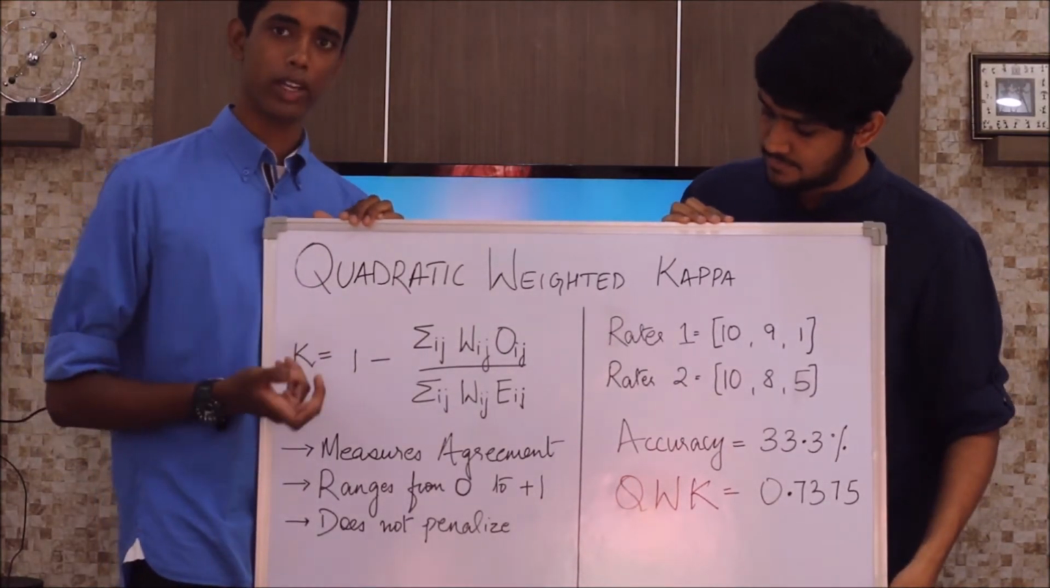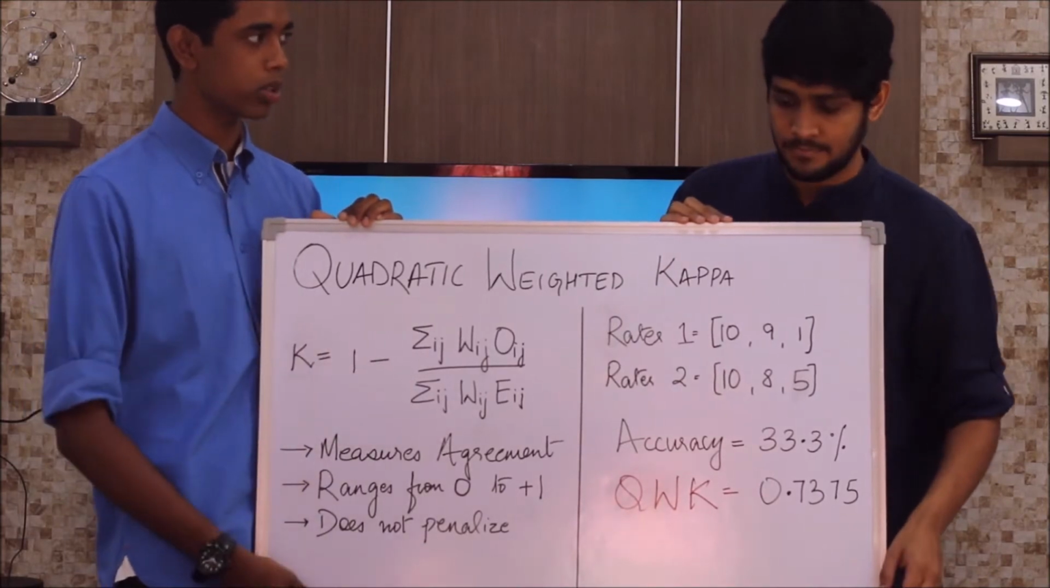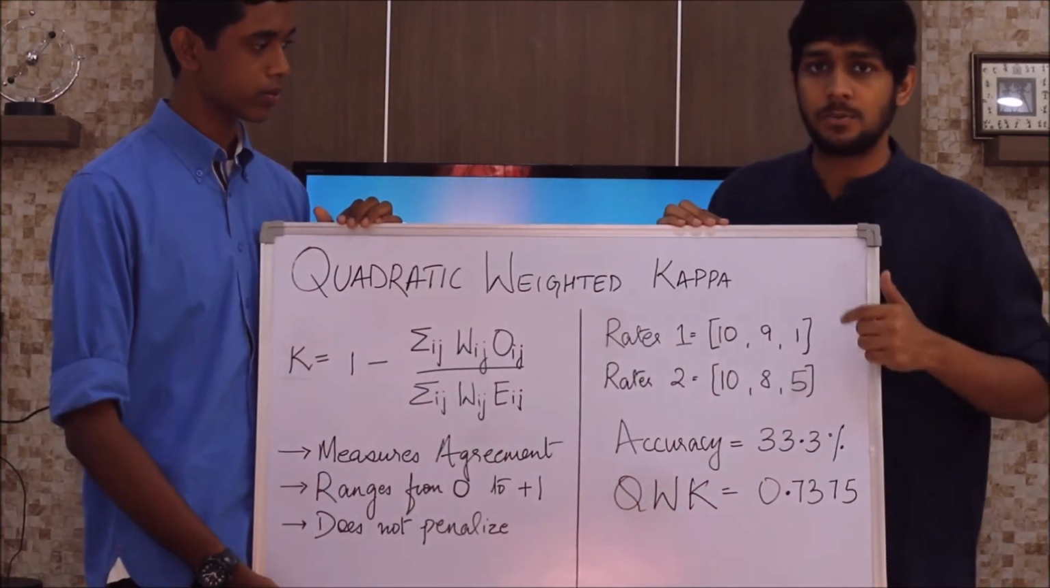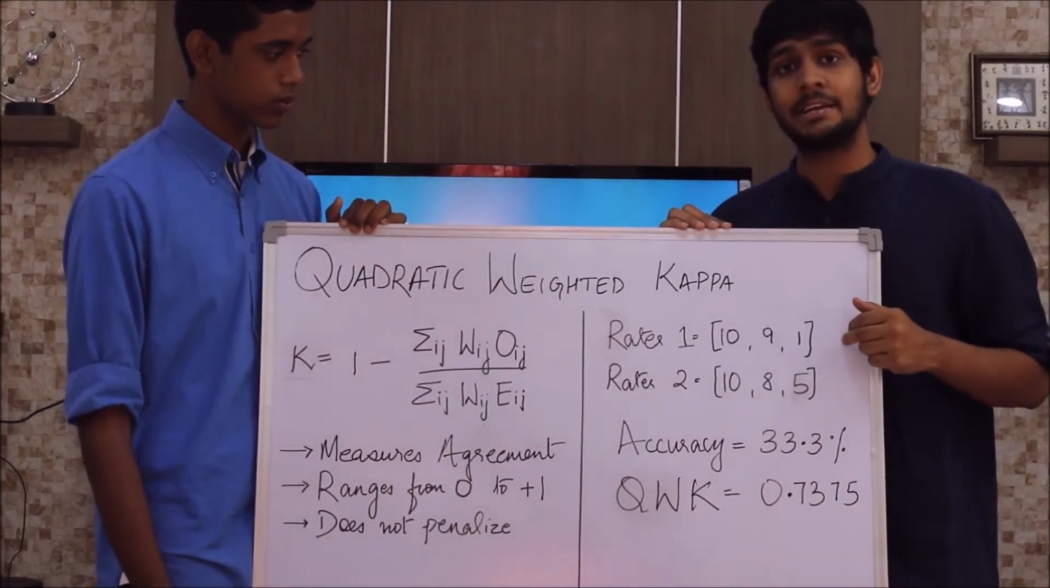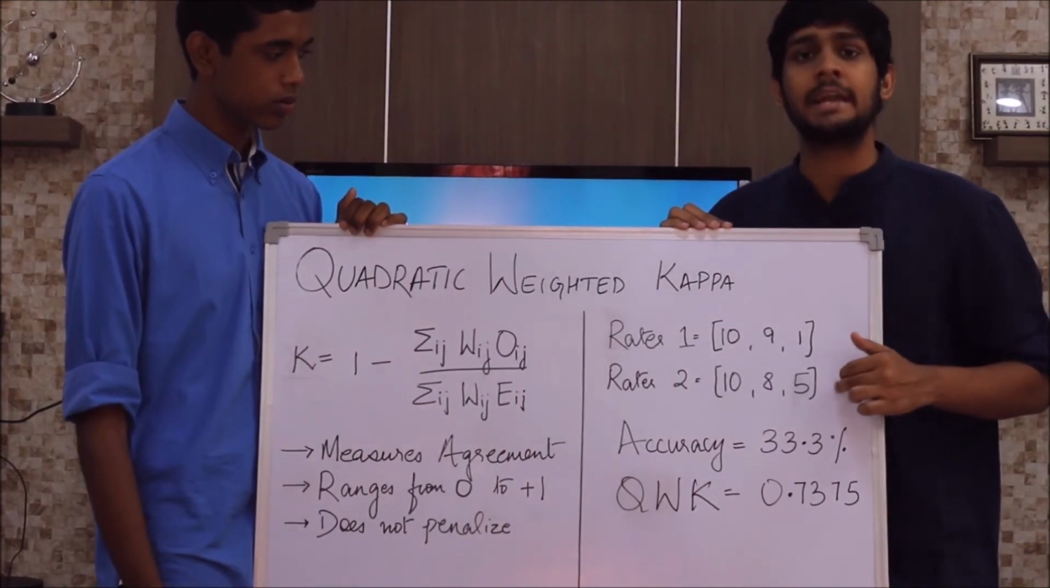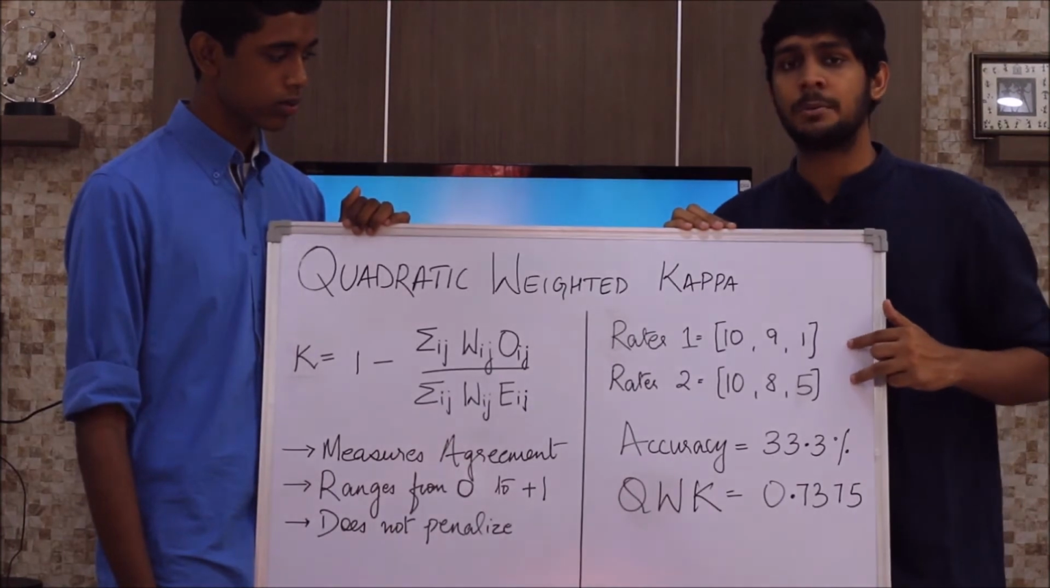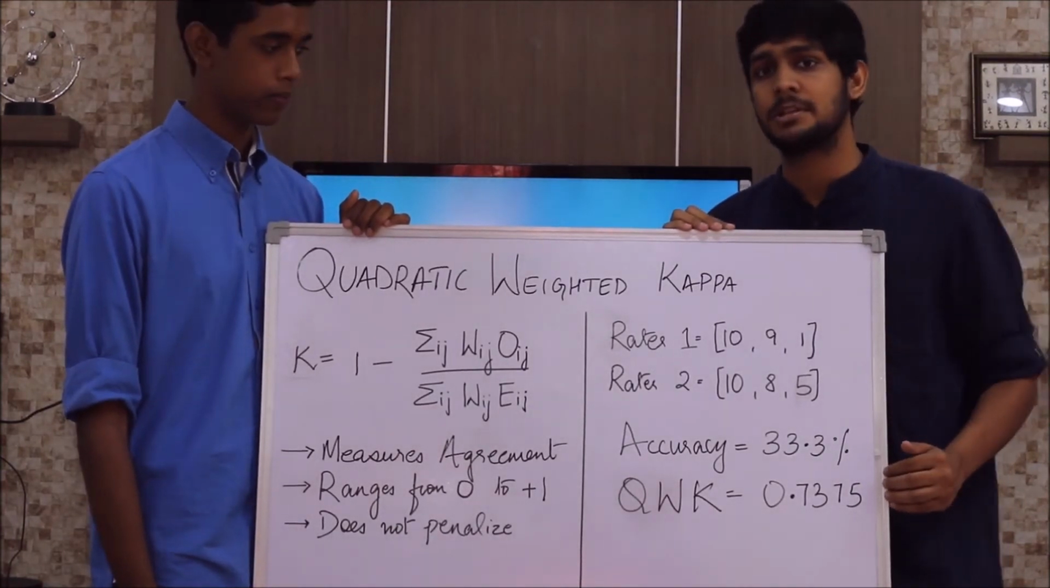Now, why did we choose kappa over accuracy? Well, that will be further explained by Mukund. Alright, so imagine you have 2 raters, rater 1 and rater 2, and they both are evaluating 3 essays. Rater 1 evaluates them to be 10, 9 and 1, whereas rater 2 evaluates them to be 10, 8 and 5. Now the accuracy when you compare these 2 ratings is a meager 33.3%.